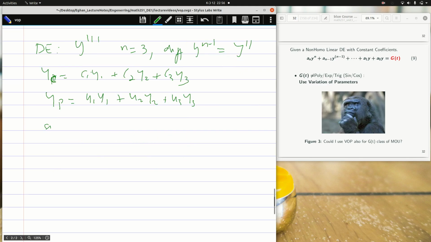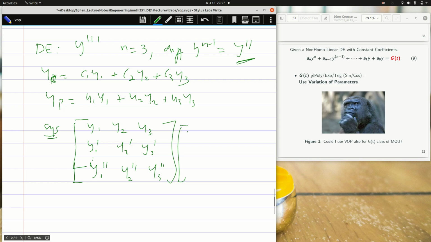The system becomes the first terms of the solution and then the second term, y prime. I'm not done. I can end at y double prime. So the last one becomes y1 double prime, y2 double prime, y3 double prime, with my solution u1 prime, u2 prime, u3 prime, is equal to, the first term goes to 0, second term goes to 0. The last term always takes the form g(t) over a. I hope you are getting the system.